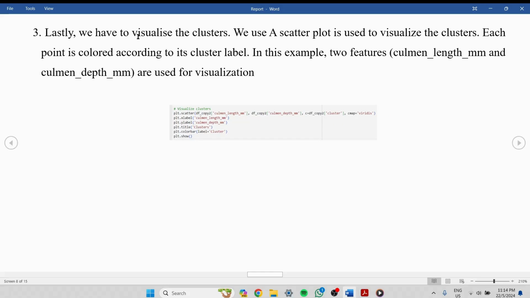We use a scatter plot, and it is used to visualize the clusters. Each point is colored according to its cluster label. In this example, two features, culmen length mm and culmen depth, are used for our visualization.